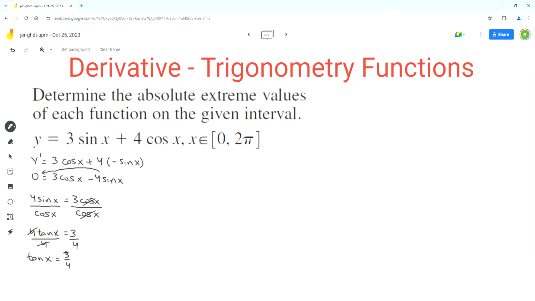So we have to find the x value for which tan x is equal to 3 over 4 in the given interval 0 to 2 pi. Now here we'll have to use the CAST rule. So we got a positive value for tan x, 3 over 4, and as per the CAST rule, tan is positive in quadrants 1 and 3. So we can start by finding the solution for x in quadrant 1, and for that we have to do inverse of tan.